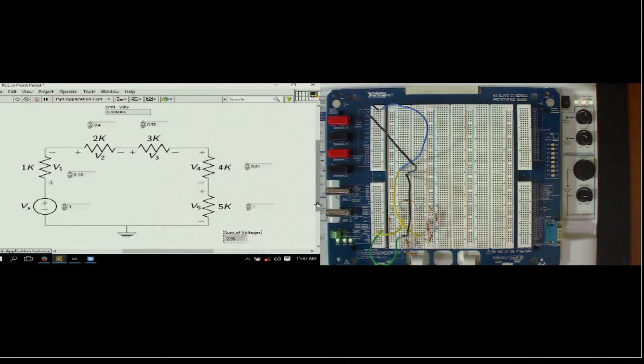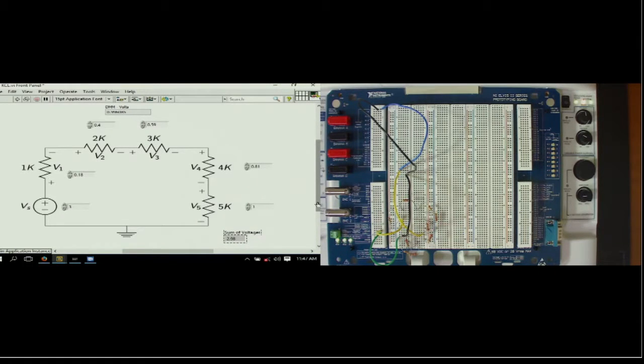Welcome everyone. Today we are going to learn about the Kirchhoff voltage law and we are going to see it using an experiment on the NI ELVIS prototyping board and LabVIEW together like we did in the previous experiments.